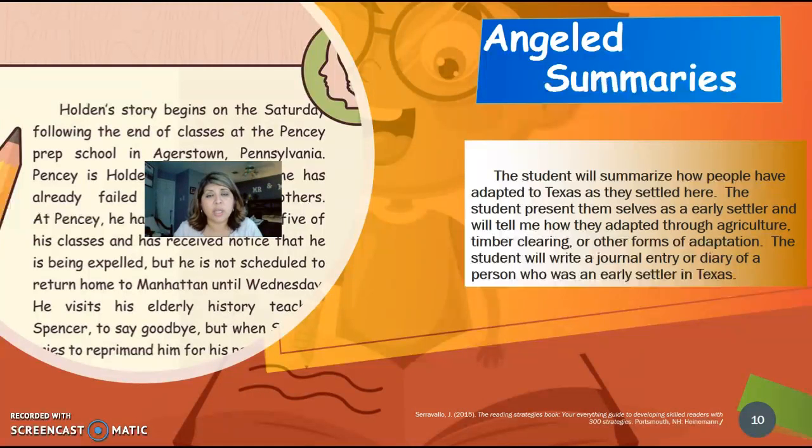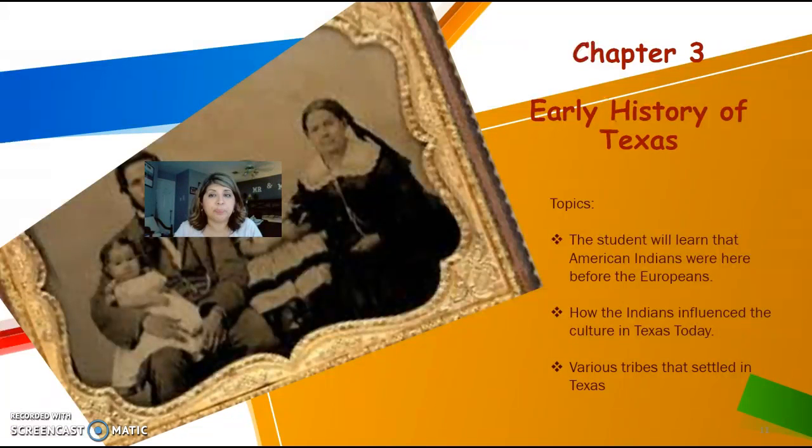They could do a diary, a journal entry. They can draw pictures. They can make it into a picture book. They can actually put words in there. You could really adjust this angled summaries strategy into any way that you would like to, but then also get what the student really comprehended from reading this book.